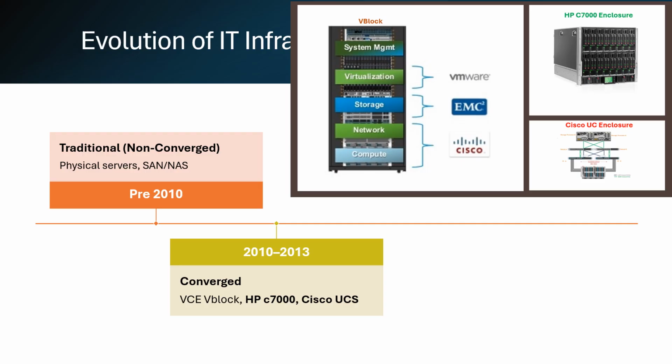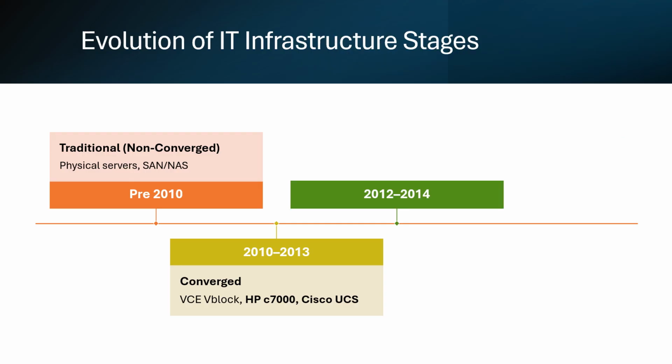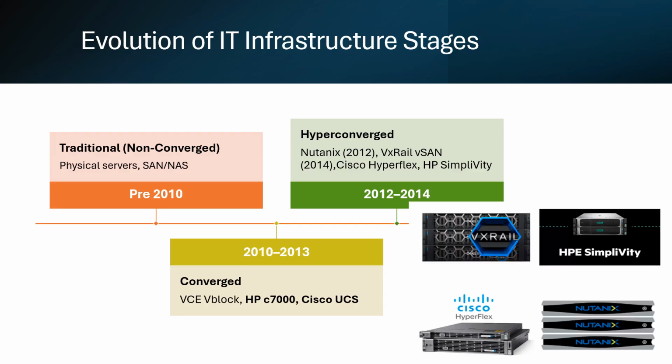Then came the true transformation, the hyper-converged infrastructure era. Between 2012 and 2014, we saw Nutanix, VxRail with vSAN, Cisco HyperFlex. Here, compute and storage are tightly integrated, using software-defined storage like vSAN inside the same x86 server. You manage everything via vCenter, no more SAN headaches. VxRail is a joint solution by Dell and VMware, built specifically to use VMware's vSAN for storage.